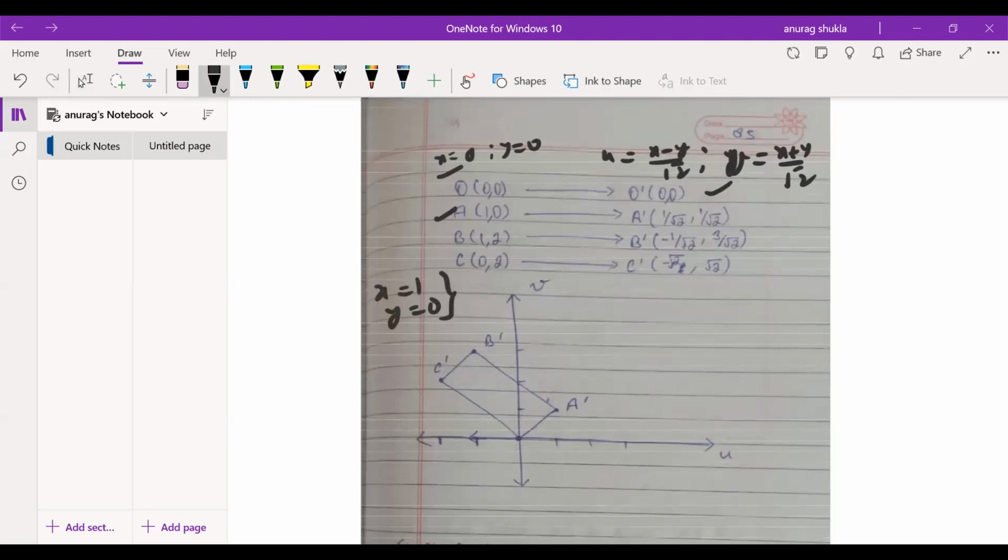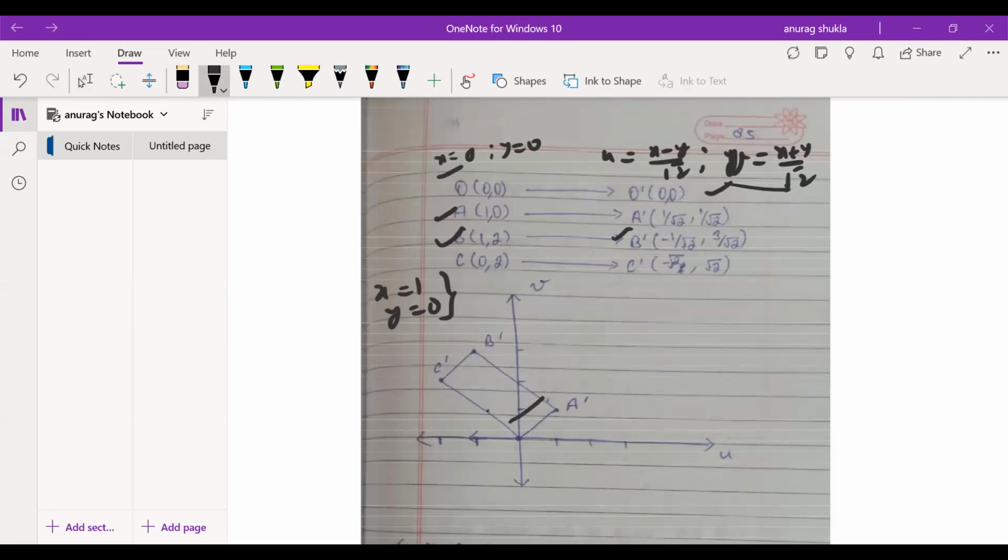So u will be 1 minus 0 by root 2, v will be 1 plus 0 by root 2. Similarly, x is 1, y is 2. So u and v you can find by this relation. And the new coordinates are 0, 0, 1 by root 2, 1 by root 2, minus 1 by root 2, 3 by root 2, minus root 2, root 2.